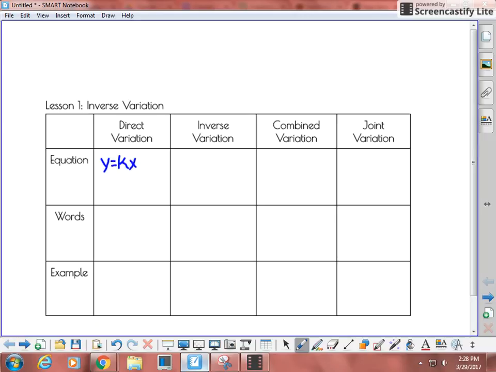If I wanted to solve that for k, because k is my constant that I'm eventually going to have to find, k is just going to be equal to y over x, because I need to get that k by itself. So if I was going to describe what it means to be a direct variation, I would say as one goes up, the other goes up.